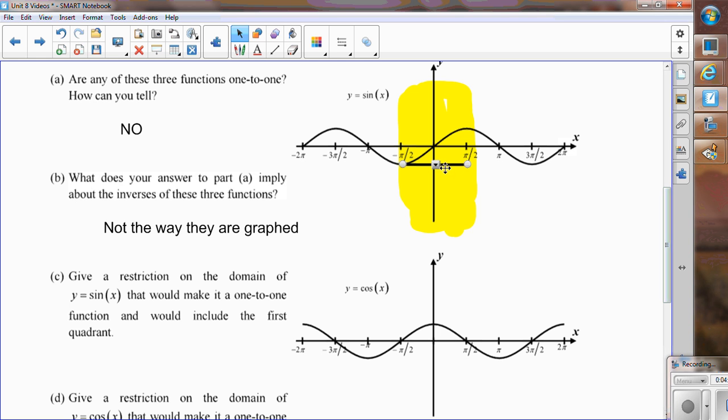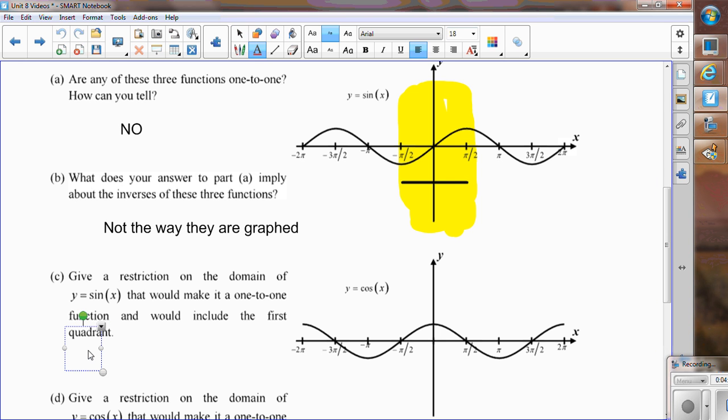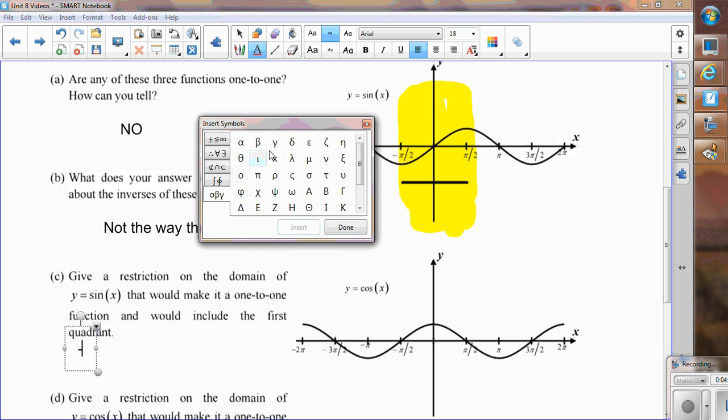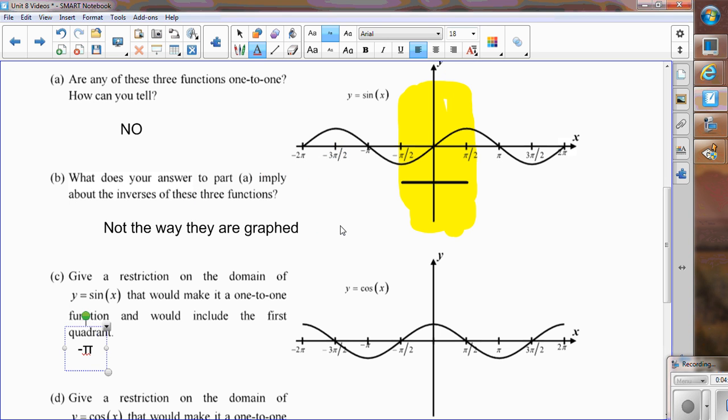Okay, so that is a good place. But if I had started at 0 instead, you see that it is always failing the horizontal line test. So I had to cut it off in a place that would make it pass the horizontal line test. So the restriction here is from negative pi over 2 to pi over 2. I'm just going to copy and paste this so I have no issues.